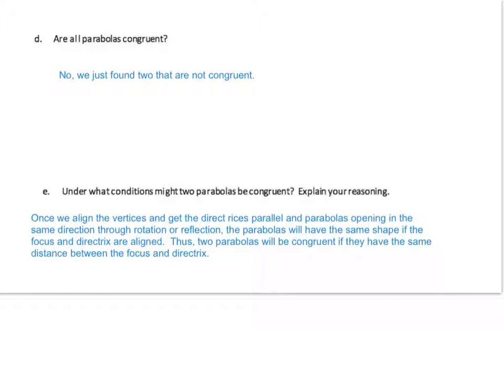Are all parabolas congruent? No, we just found two that aren't. Under what conditions might two parabolas be congruent? Explain your reasoning. Once we align the vertices and get the directrices parallel and parabolas opening in the same direction, through rotation or reflection, the parabolas will have the same shape if the focus and the directrix are aligned. Thus, two parabolas will be congruent if they have the same distance between the focus and the directrix.